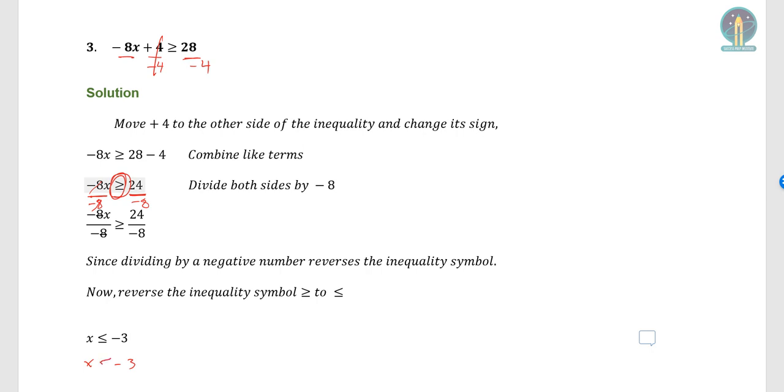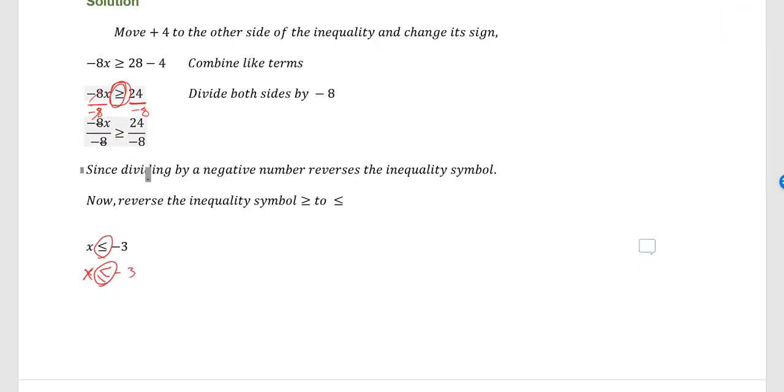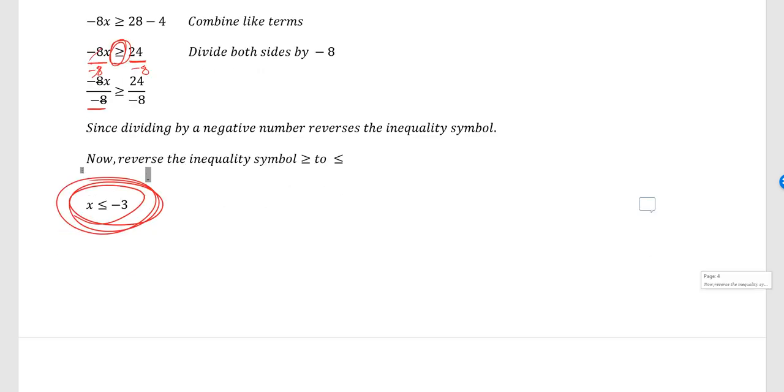Yes, we have x less than or equal to minus 3. So we flipped the inequality sign because we divided by negative 8, which is a negative number. So this is the final result: x less than or equal to negative 3.